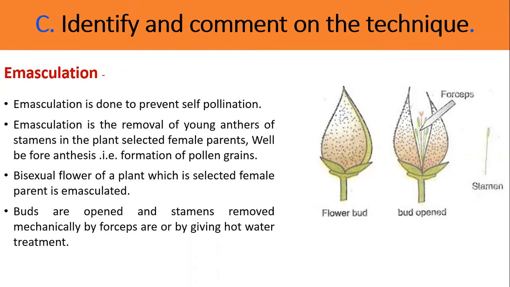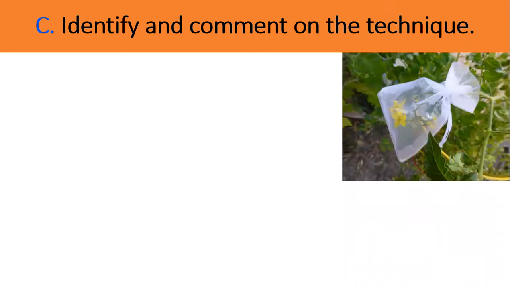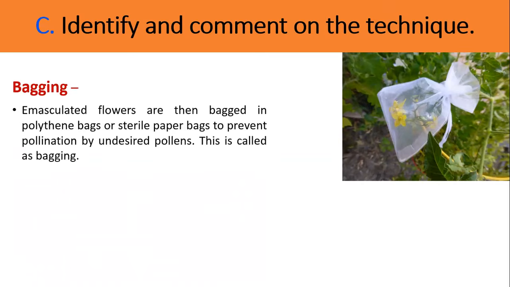It can be done by the help of forceps or by given hot water treatment or even by the help of scissor. On spot C, if you don't get the forceps and the flower, you might get something like this, a plastic bag tied to a flower or a plant. So it is indicating again a step of hybridization experiment, which is bagging. So emasculated flowers are then bagged in polythene bags or sterile paper bag to prevent pollination by undesired pollen.